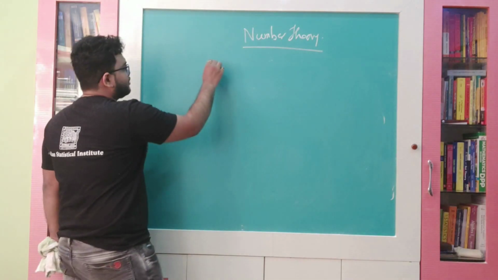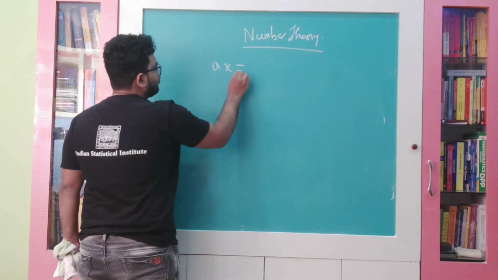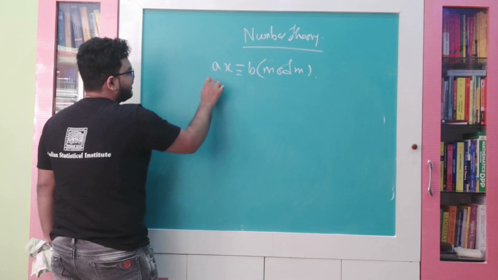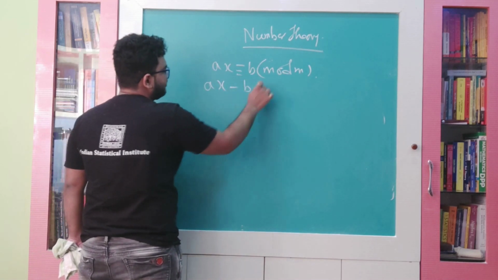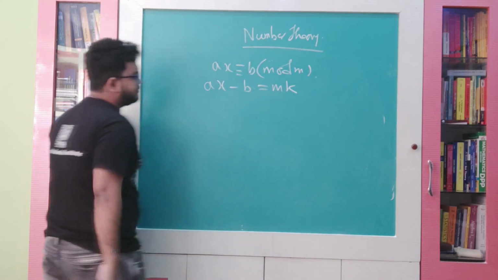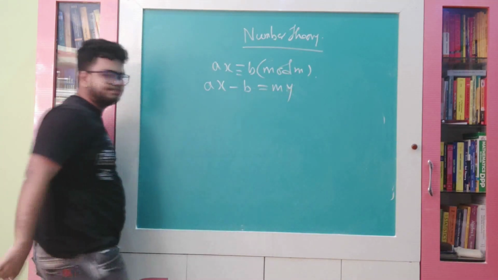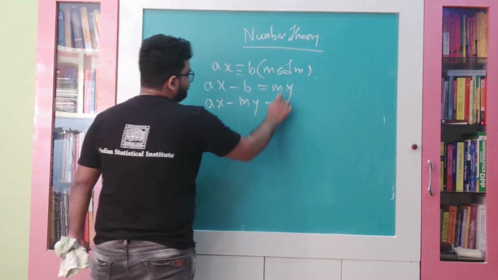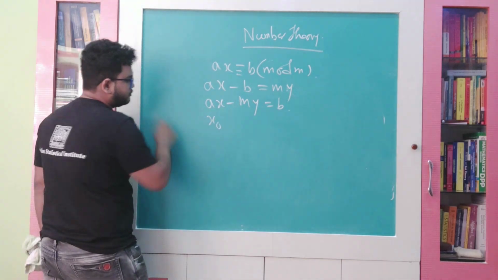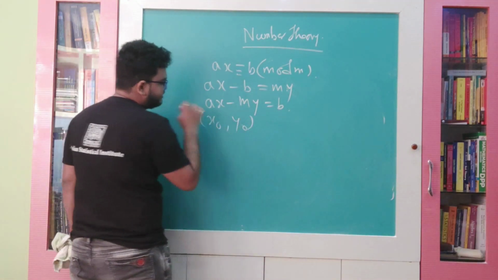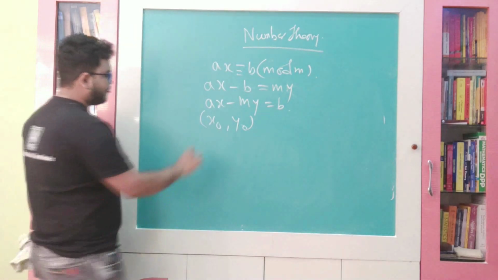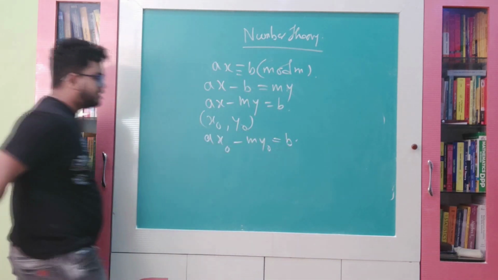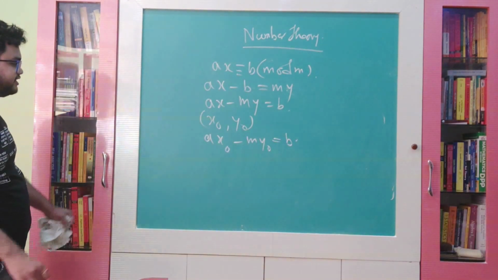Suppose Ax is congruent to B modulo m, then Ax minus B equals some m times y for some integer y. So Ax minus my equals B. Suppose x0 and y0 is the initial solution of this system, then Ax0 minus my0 equals B. Then what are the other integer solutions of this system?